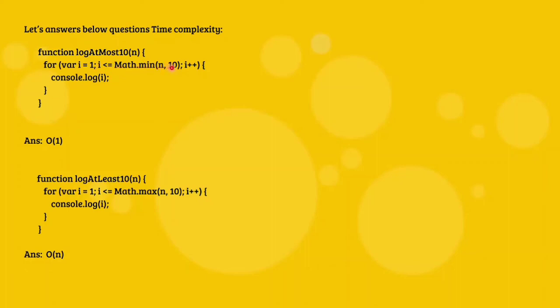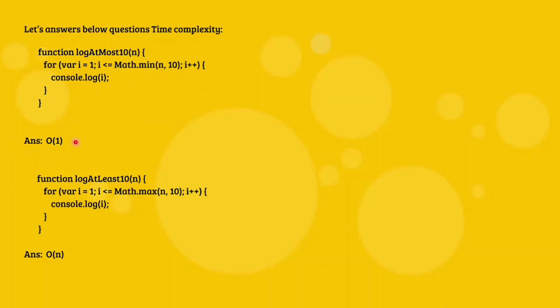That means if n will be 25, then also this console.log(i) will be performed only 10 times, because we are just concerned about the minimum value, not the maximum value. So although the number of inputs reaches a million or a billion, our time complexity will be constant, as it will perform only 10 operations and not more than that. So in that case, our Big O notation will be O of 1.